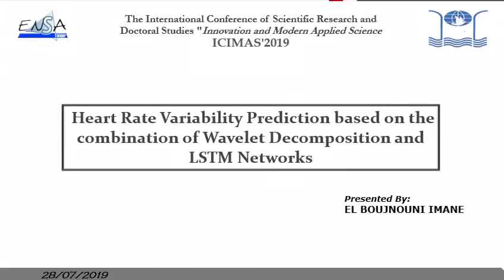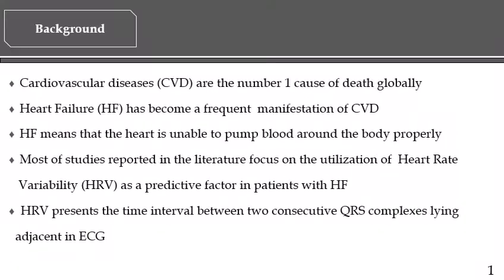Heart rate variability prediction based on the combination of wavelet decomposition and LSTM neural networks. Cardiovascular diseases are the number one cause of death globally. More people die annually from CVD than from any other cause. And heart failure has become a frequent manifestation of CVD, affecting a lot of people worldwide, which means that the heart is unable to pump blood around the body properly.